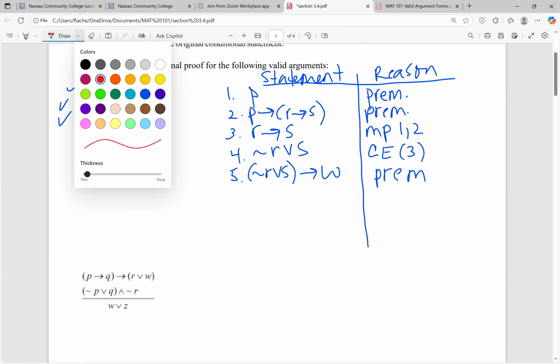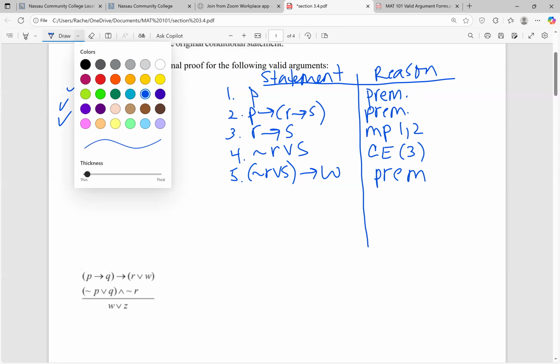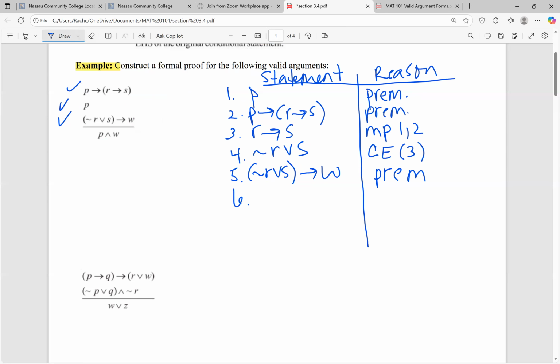And very similar to what we had above, you see how statement 4 is the left-hand side of this conditional in statement 5, right? So again, I see the pattern for modus ponens. So the result is going to be W. And that's modus ponens on statements 4 and 5.